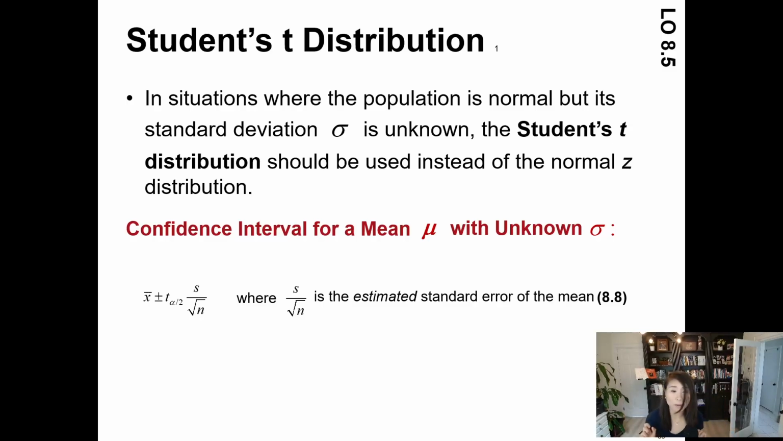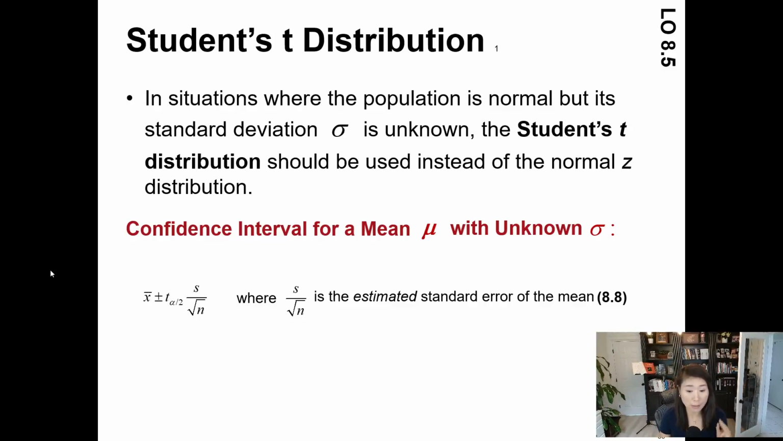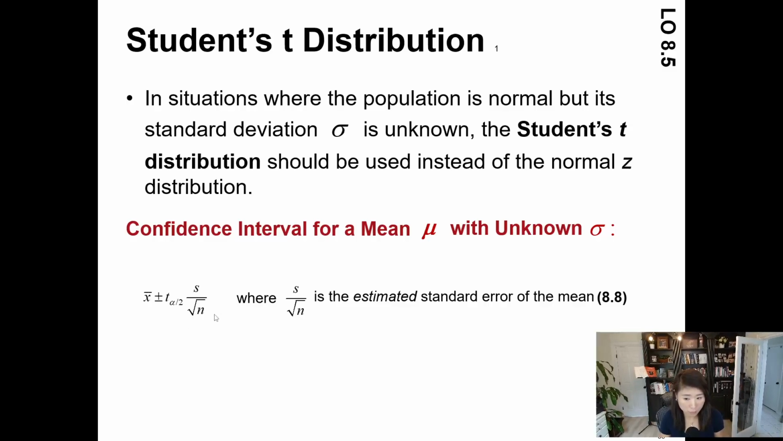So far, think about how many formulas we learned. In general, we learned four. The first is how to calculate the standard error of the mean. The second is the range of the mean. The third is the confidence interval for the population mean mu when sigma is known. And now this fourth one is the confidence interval for the mean mu when sigma is unknown.